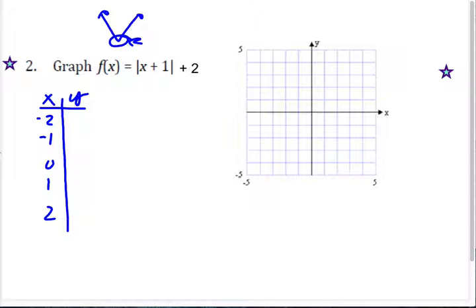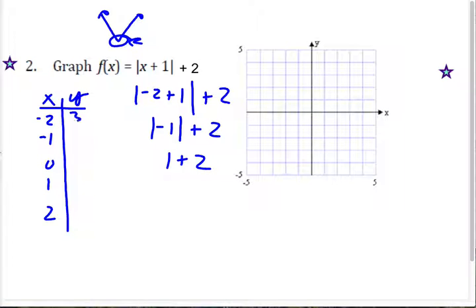So if I plug negative 2 in, negative 2 plus 1, the absolute value of that, plus 2. Negative 2 plus 1 is negative 1 plus 2. The absolute value of negative 1 is positive 1 plus 2. This is equal to 3. So when I plug in negative 2, I get positive 3. Let's try another one. Let's plug in negative 1. Negative 1 plus 1, well, that's 0. Absolute value of 0 plus 2, that's just 2. Negative 1, 2. I'm still going down.